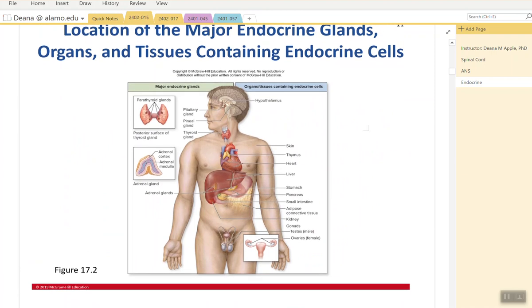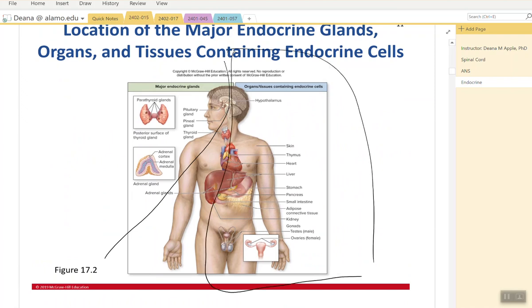So here are your major endocrine organs. So over here, we've got a lot of them. Thyroid, pineal, pituitary, parathyroid, and adrenal glands. But over here, there are more tissues that are not necessarily regulating hormones directly, but they do produce and respond to hormonal signals.